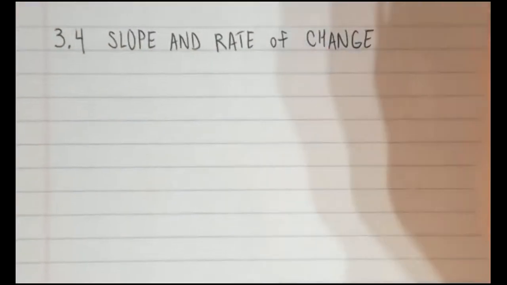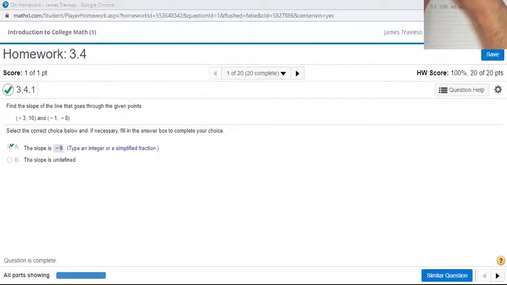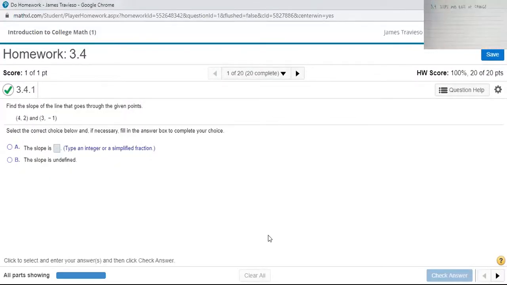All right, so back to 3.4, dealing with slope. Let's just go right into our first example problem. What they're doing at the beginning of 3.4 is giving you 2 points. In this example, we have (4, 2) and (3, -1). What you're going to do with those 2 points is find the slope.